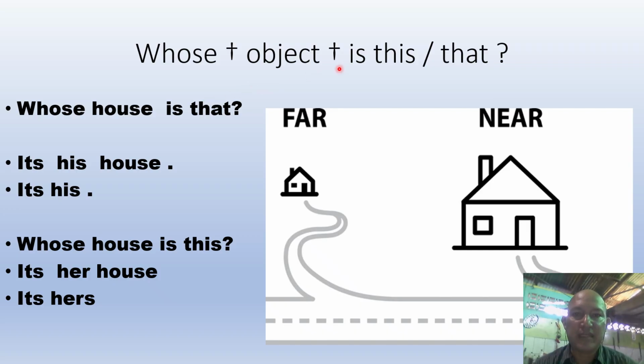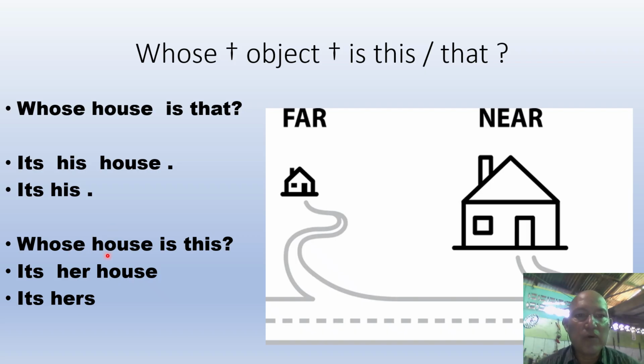Whose plus object plus is this, is that. Now let me explain when we use this and when we use that. For example, whose house is that? We use that when we're talking about something singular and very far. This is the answer: it's his house. We use a possessive adjective before the noun, or just the possessive pronoun to replace the noun. It's his. It's his house, or we can say that house is his, okay? It's another way we can answer when we are talking about ownership.